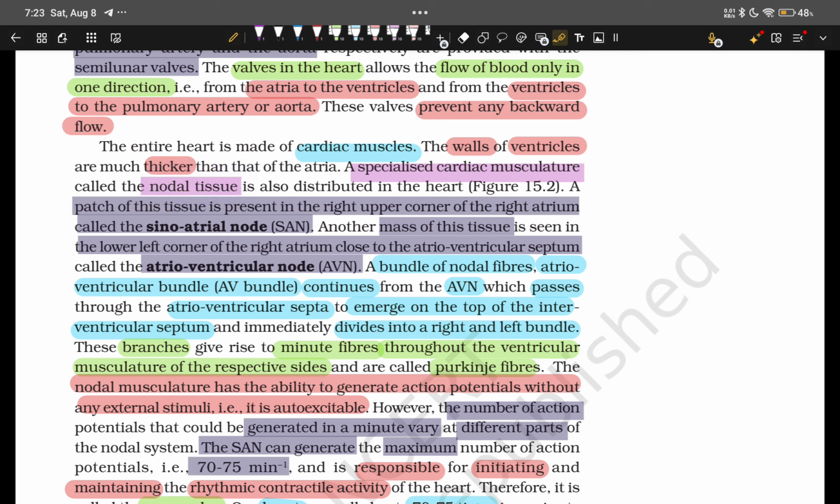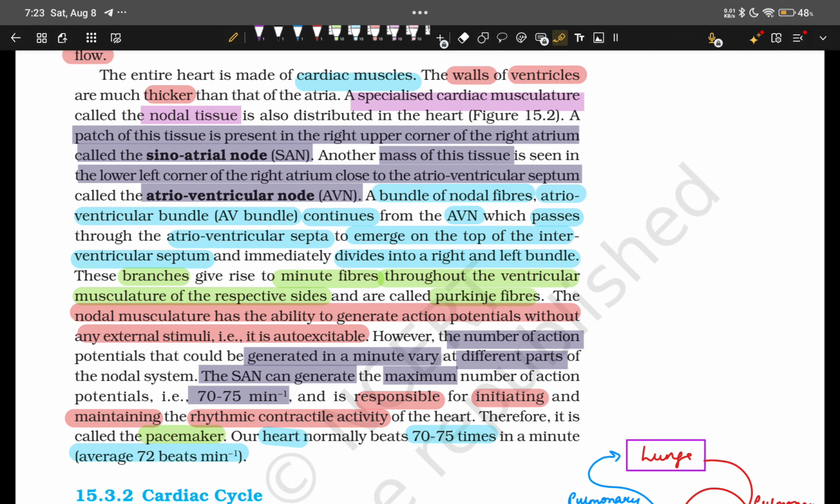Now let's talk about nodal tissue. Nodal tissue is basically the specialized cardiac musculature. We know that heart is made up of cardiac muscles, and we also know the walls of ventricle are thicker, but the point to be remembered here is that specialized cardiac musculature is called nodal tissue in case of heart. They are distributed in the heart. First thing first, a patch of this tissue is present in the upper right corner of the right atrium.